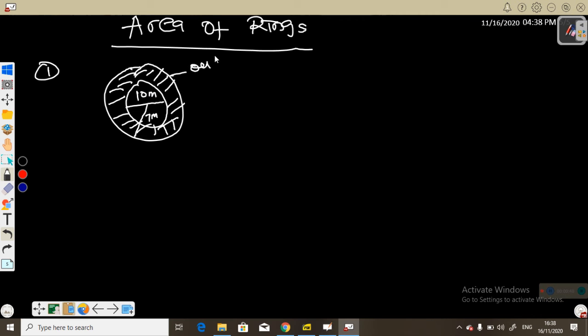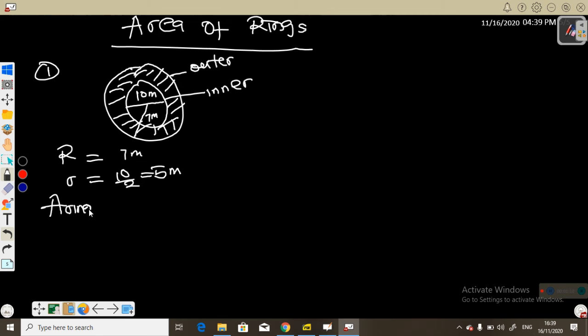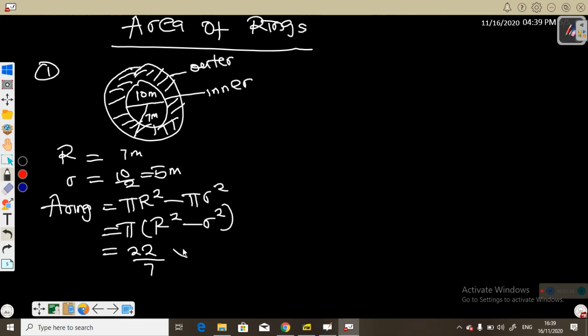We have the outer circle and we have the inner circle. So let the radius of the outer circle be capital R, which is 7 meter. The radius of the inner circle is small r, which is 10/2, which is 5 meter. So the area of the ring equals the area of the outer circle minus the area of the inner circle. The pi is common, so it is pi times R squared minus r squared, which is 22/7 times 7 squared minus 5 squared.